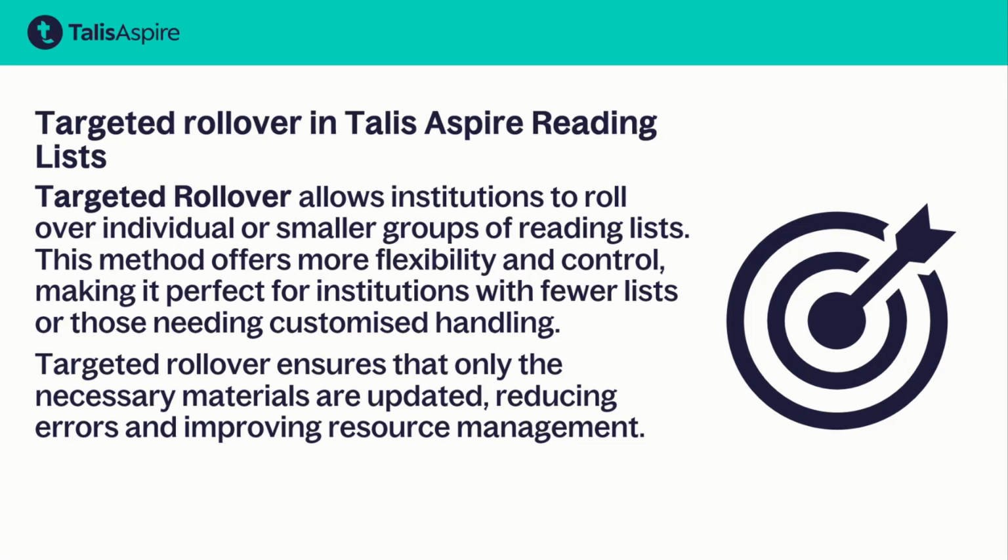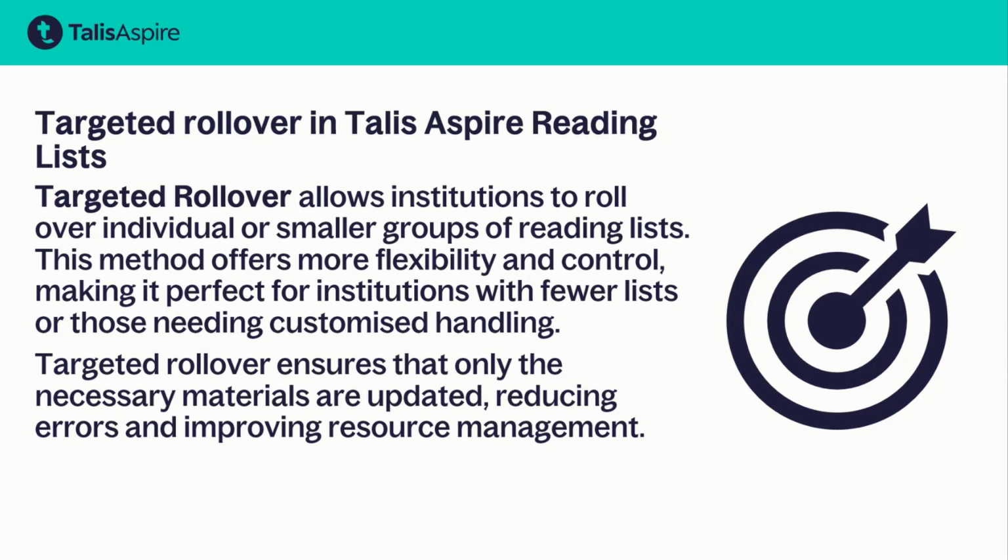So an example of when you might want to do a targeted rollover is you might have some courses that start or finish at different dates to most other courses. You might manage that with complex time periods, or you might just find it easier to roll them over at different times. So, for example, if you had the medical school and the medical school operates on slightly different dates to other schools, a targeted rollover might be the approach that you take for those reading lists.